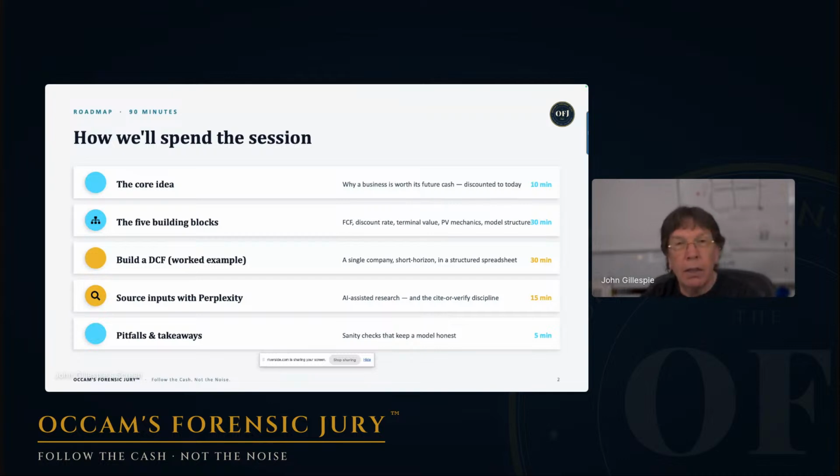So the core idea of a DCF is that a business is worth its future cash, discounted back to today. The five building blocks are free cash flow, the discount rate, terminal value, present value mechanics, and the model structure. It'll be about 30 minutes that we'll go through that. And then we'll walk through an example of building the DCF, for a single company, short horizon, in a structured spreadsheet.